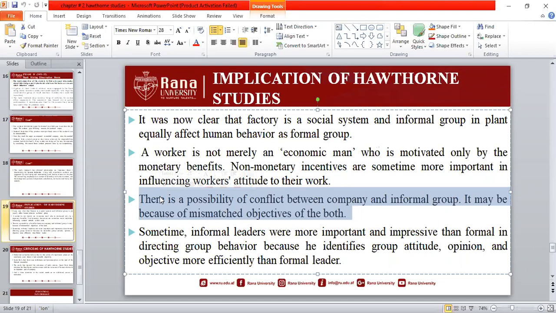Sometimes informal leaders are more important and impressive than formal ones in directing group behavior, because they identify group attitudes, opinions and objectives more efficiently than formal leaders. Look, informal leaders are those leaders who have no formal authority given by any organization.